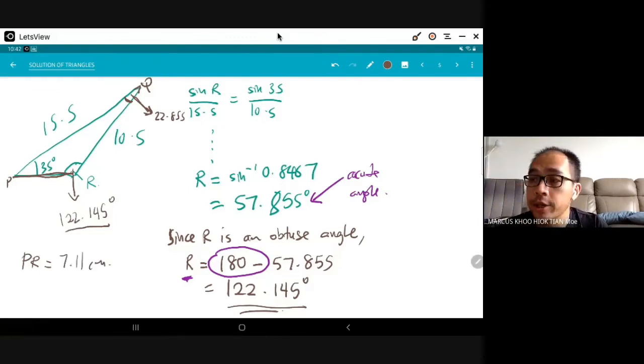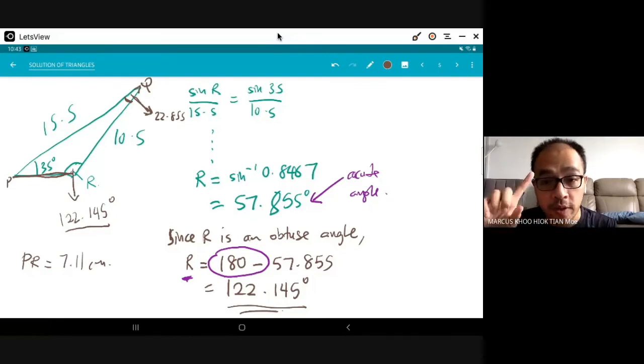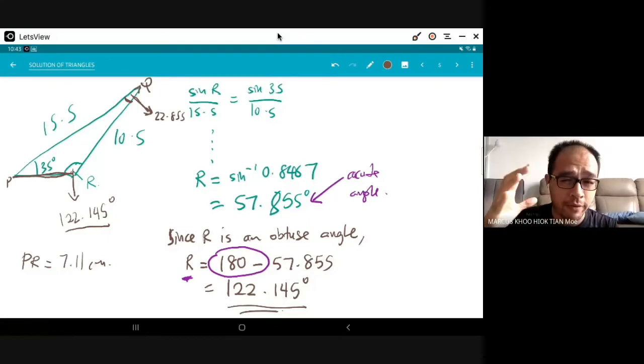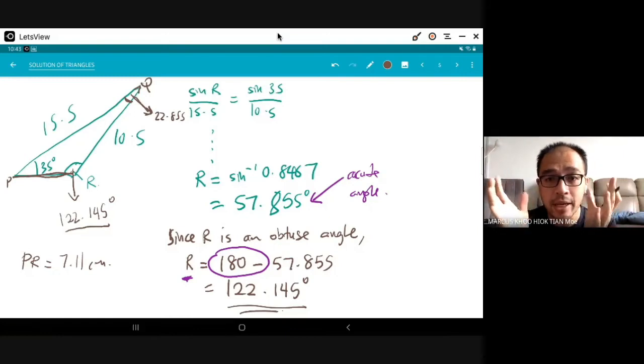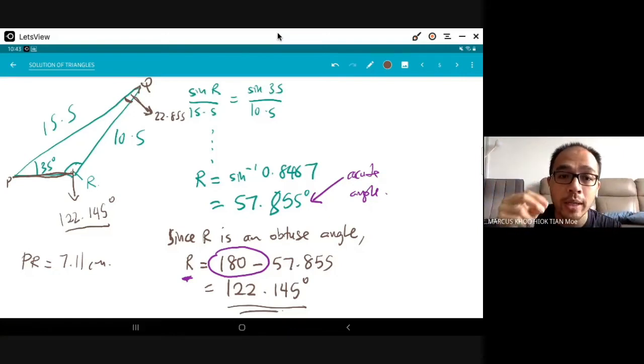Does everybody agree with the answer? Okay, so what I want you to do is first practice this ambiguous situation. Remember that you need to take a look at the figure, the gambar raja, to see whether the angle that you want to find is an obtuse angle or an acute angle.